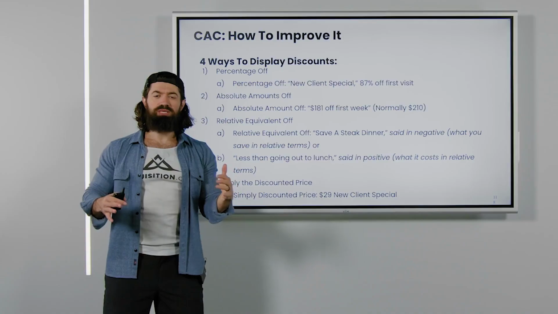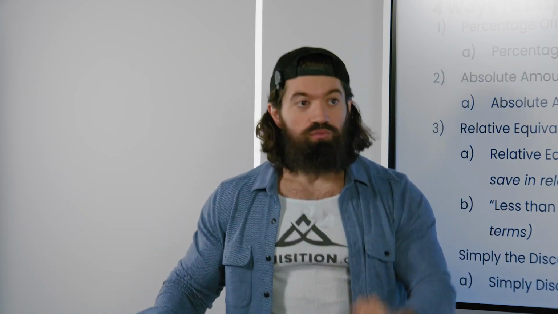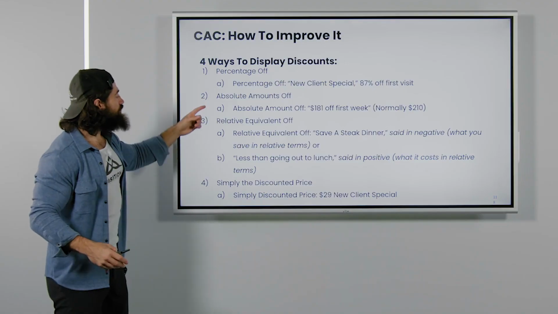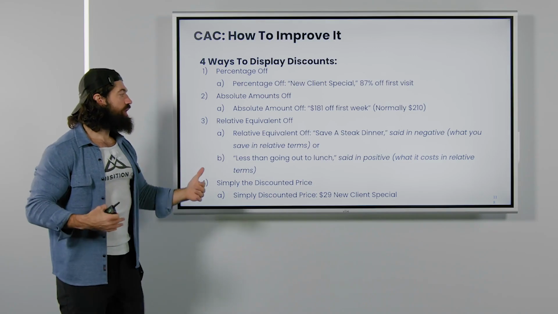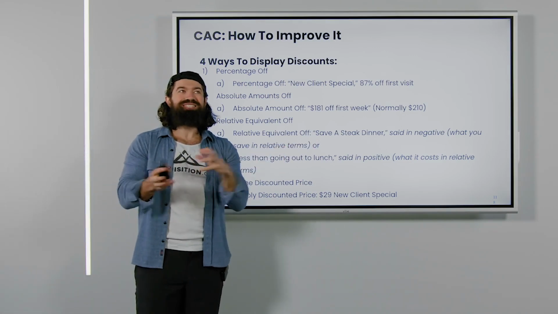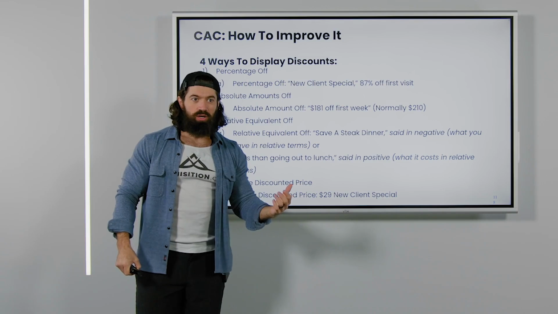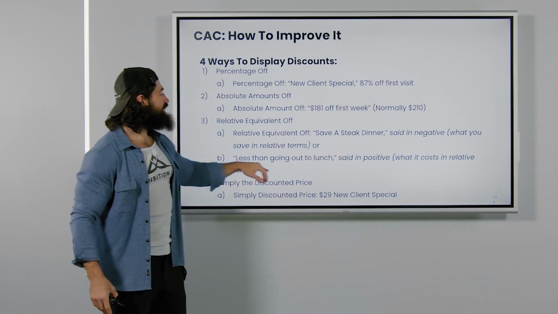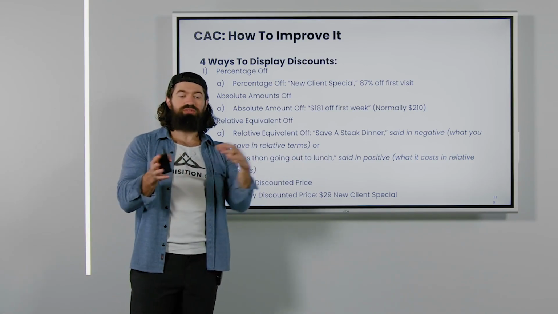And you're like, why is he telling me this? Because you test these. So if you have your $100 thing, you run 87% off, you run $87 off, you then run the relative equivalent off, meaning what is that savings of value worth? So like save a steak dinner, or less than going out to lunch. It's saying this, you want to frame it.